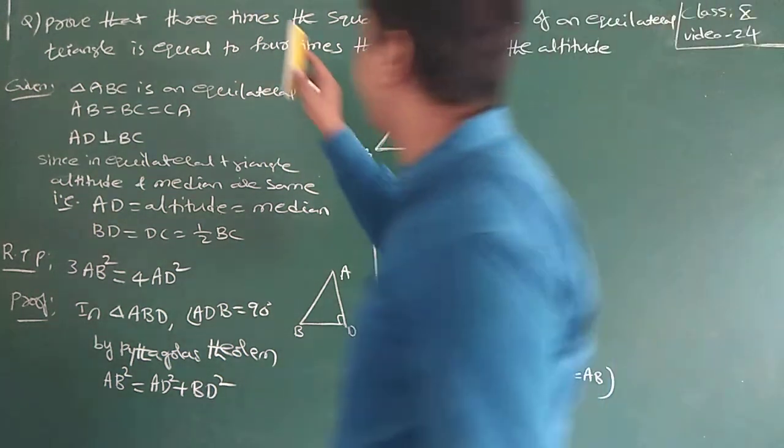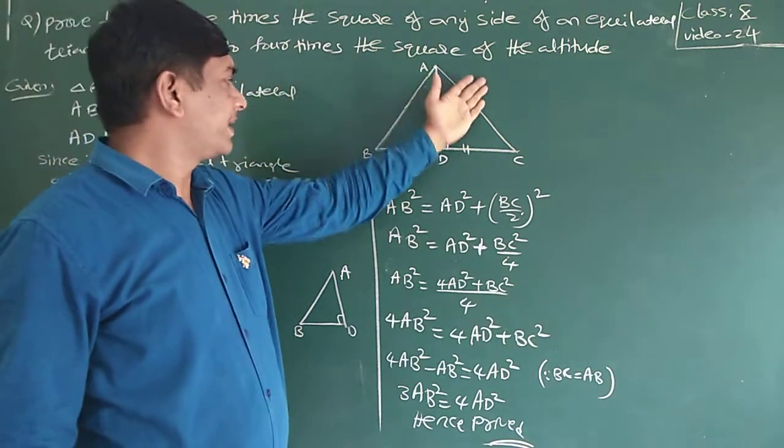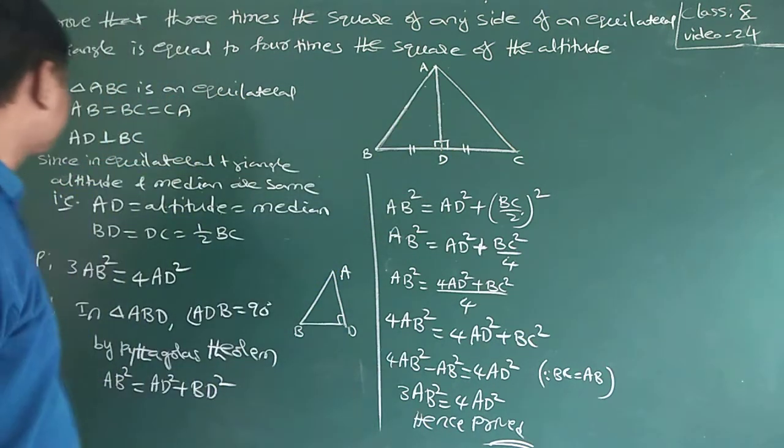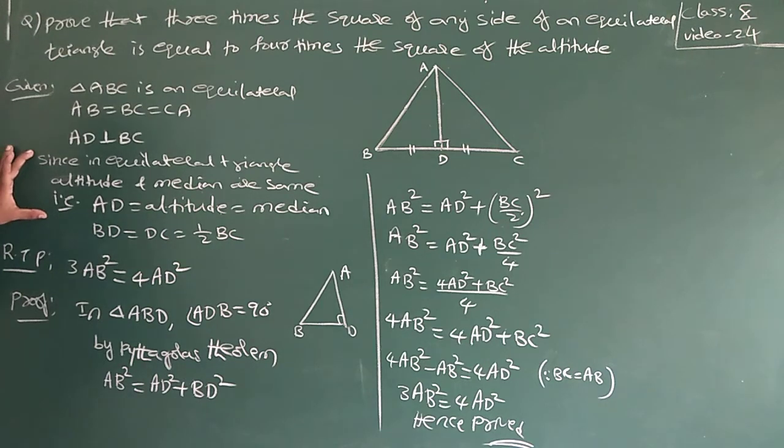Prove that 3 times the square of any side of an equilateral triangle is equal to 4 times the square of the altitude. Triangle ABC is an equilateral triangle, so AB is equal to BC is equal to AC. This point is very important, keep it in mind.